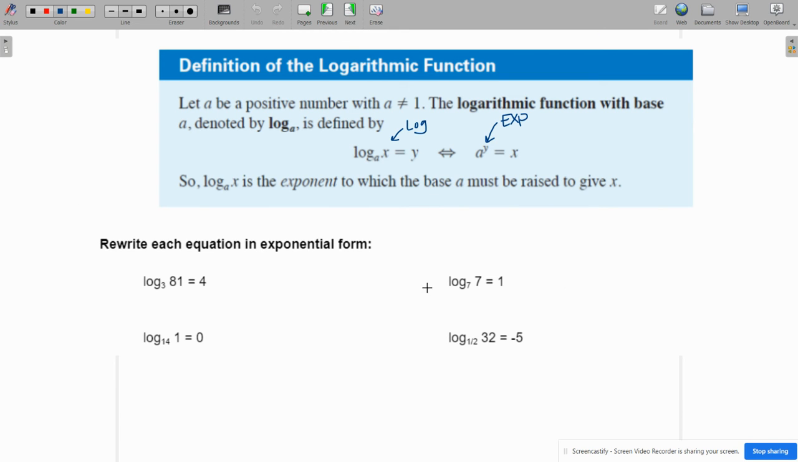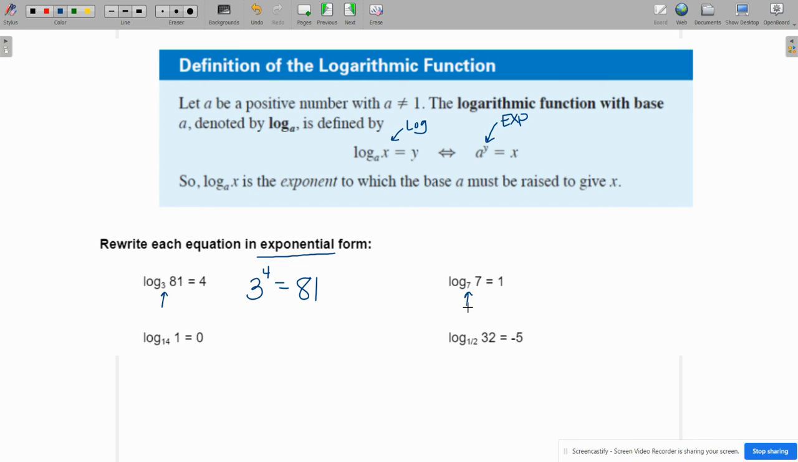So the first thing you can do is just practice going back and forth between logarithmic and exponential functions. If we have log base 3 of 81 equals 4, we're going to rewrite this in exponential form. Remember, whatever was the base for your logarithm is the base for your exponent, or your power. And then you flip-flop what was by itself. So this is 3 to the 4th power. What was by itself over here becomes your exponent, and it's going to equal 81.